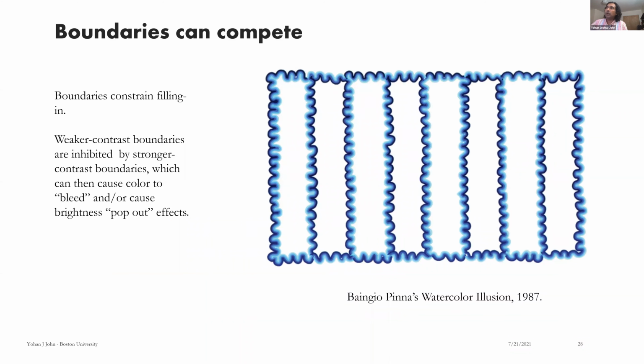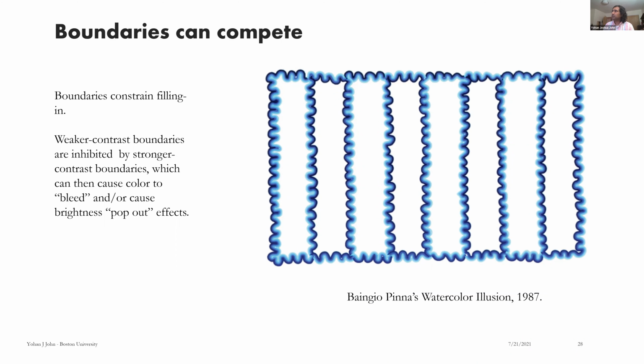So we talked about boundaries, and so here we get into Steve's work with Ennio Pinna. It's actually the artist who made it, and Steve actually wrote a paper about this with him, where the boundaries constrain the filling in, as we've seen with the neon color spreading. But there's an interesting thing here where boundaries can actually compete with each other.